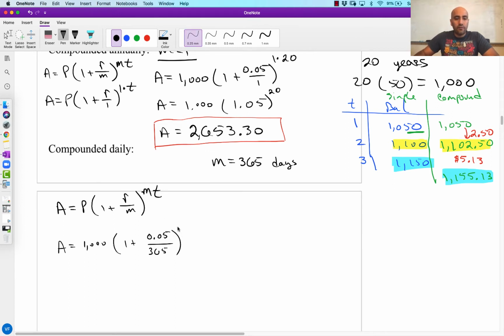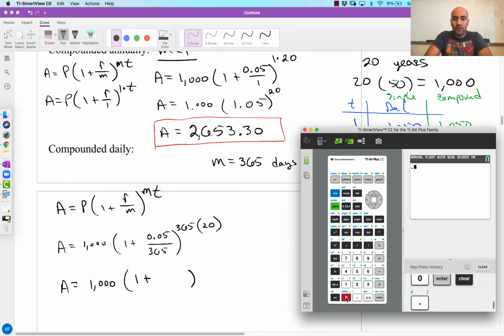To the power of 365 times 20 years. Okay, so now let's simplify this and interpret what that means. 1,000 plus blank, I'll leave that blank for now, to the power of blank. Okay, I need to figure out what this is. 0.05 divided by 365 gives us this decimal.